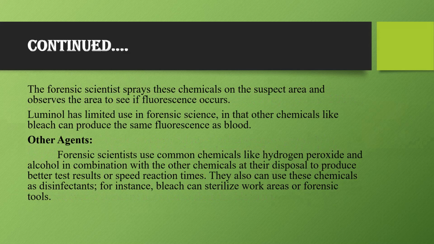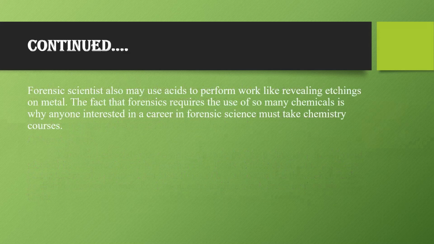Other agents: forensic scientists use common chemicals like hydrogen peroxide and alcohol in combination with other chemicals at their disposal to produce better test results or speed reaction times. They also can use these chemicals as disinfectants, for instance. Bleach can sterilize work areas or forensic tools. Forensic scientists also may use acid to perform work like revealing etchings on metal.